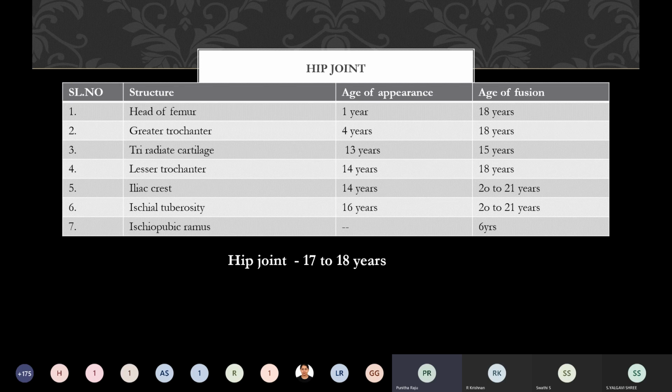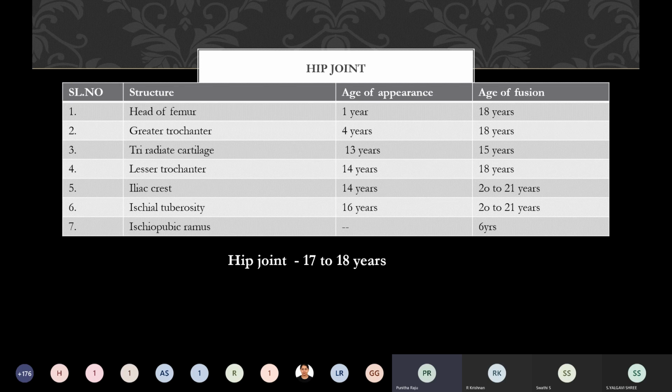So the head of the femur appears at the age of 1 year, and greater trochanter is at 4 years, lesser trochanter is at 14 years. Okay. So the next we will go for the triradiate cartilage. It appears at the age of 13 years. Since it is a cartilage, we don't call it fusion. We call it obliteration. Obliteration of the triradiate cartilage happens at the age of 15 years. So it is 13 and 15.